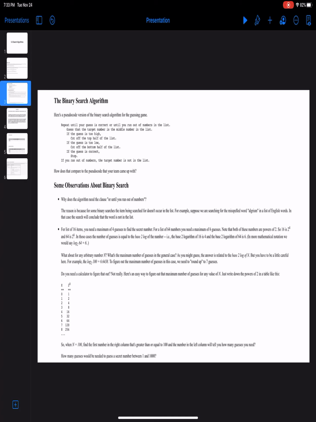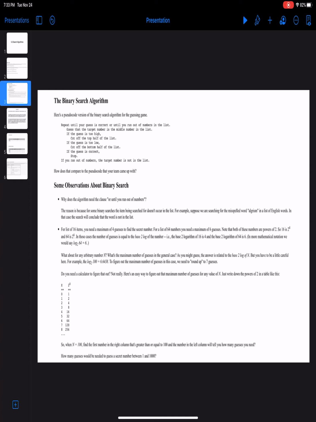So what we're going to do is start off by guessing the target number, which is the middle number within the entire list. And that's when we decide: if the guess is too high, then we're going to cut the top half of the list off, or if the guess is too low, then we're going to cut off the bottom half of the list. Or if the guess is correct, then we've hit the target, and so we need to stop. And lastly, if we run out of all the numbers within our list, that means the target we're looking for is not present, and so we need to let the individual know that your target is not found.